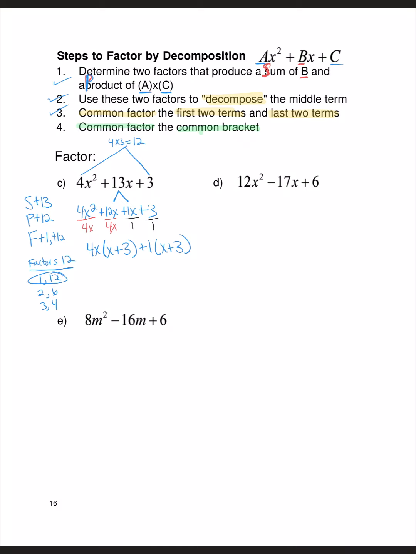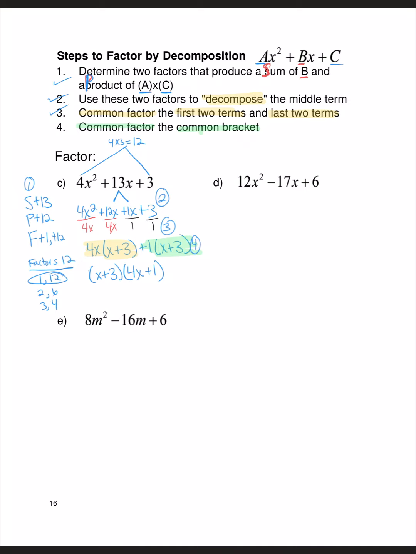That's step 3. My last step is we're going to common factor out the common bracket. So my common bracket here is x plus 3, and then when I pull an x plus 3 out of my first group, all I'm left with is 4x. When I pull an x plus 3 out of this group, all I'm left with is plus 1. Okay, so those are essentially the steps. We set up our SPF, we do our decomposition, we do our common factor from our two groups, and then finally we factor out the common bracket.